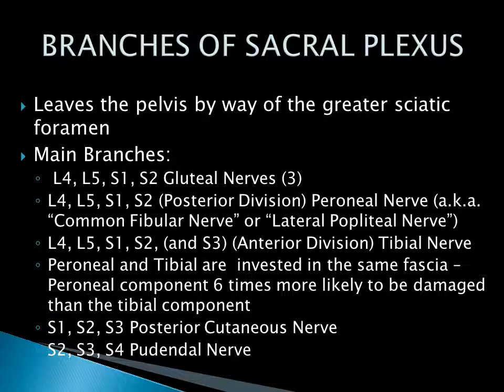Then, as we said, the S1, S2, and S3 nerve roots, both anterior and posterior divisions, combine to give us the posterior cutaneous nerve. And then we have the S2, S3, and S4 contributions to give us the pudendal nerve.